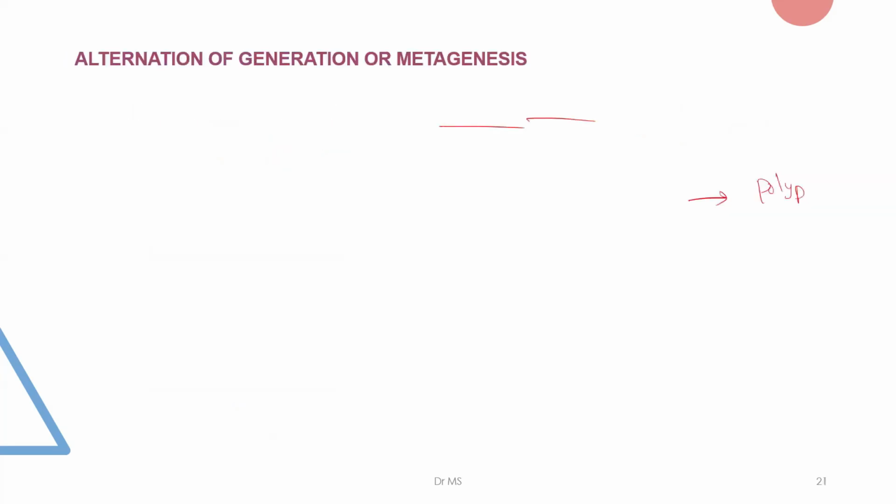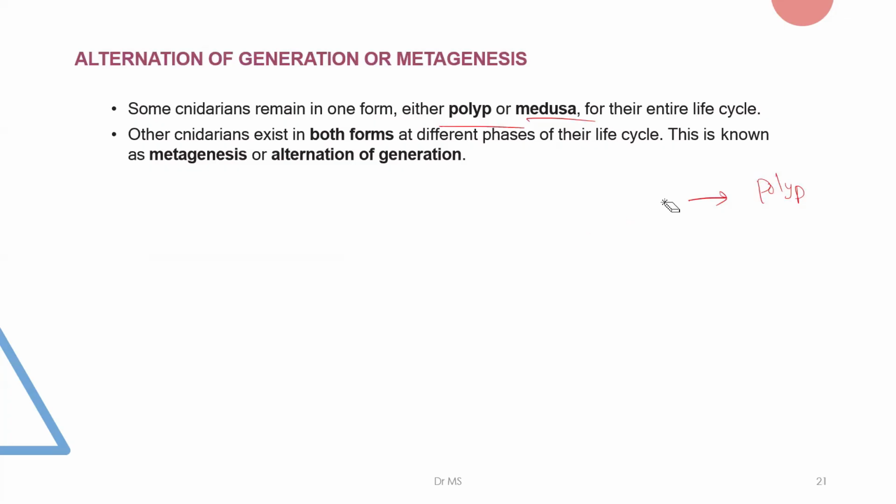So next one, some cnidarians remain in one form, either the polyp or medusa form, for their entire life cycle. But a few will exhibit both forms in their life cycle. Okay. So that's known as metagenesis or alternation of generation. First, suppose you can see here.